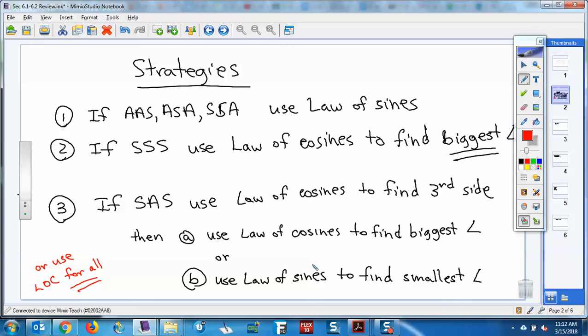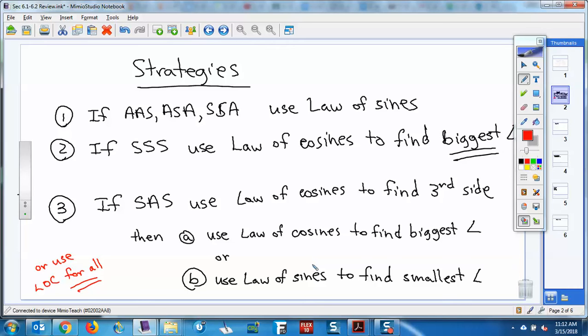Because law of sines is what? Why would you want law of sines? What's the advantage of law of sines? It's quicker. Boom, boom, set up, cross multiply, right? It's a little quicker. But, who cares? I mean, I don't know. But that would be why you would use that strategy. If you use law of cosines to find the biggest one first, then you can feel safe using law of sines for the rest of it, and you'll be okay.